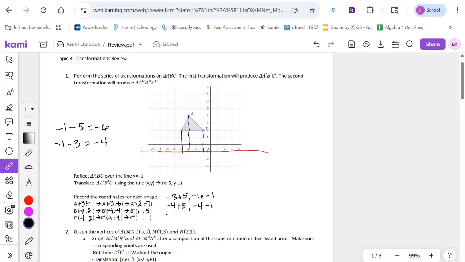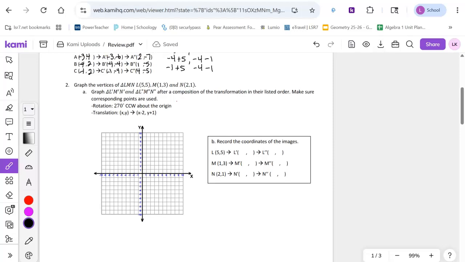And then -1 plus 5 and -4 minus 1. -1 plus 5 is 4. And then -4 minus 1 is -5. So that would be your answer there. It does not ask you to graph it, so you don't have to worry about graphing this transformation.